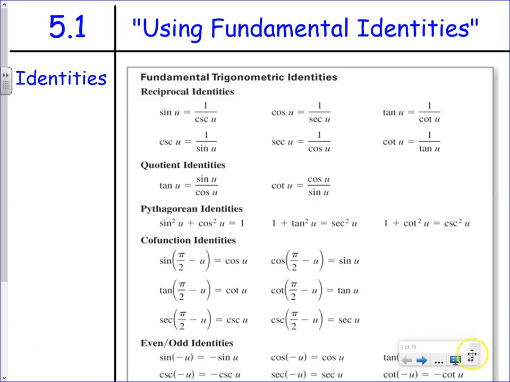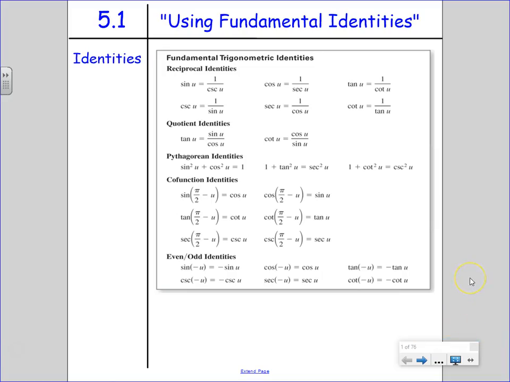We don't have a lot of time today, so we're going to jump into it. Chapter 4, we talked about lots of trig stuff.